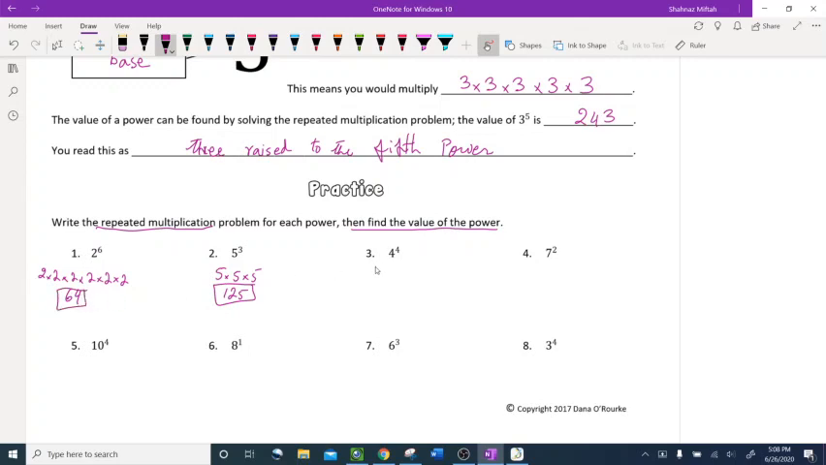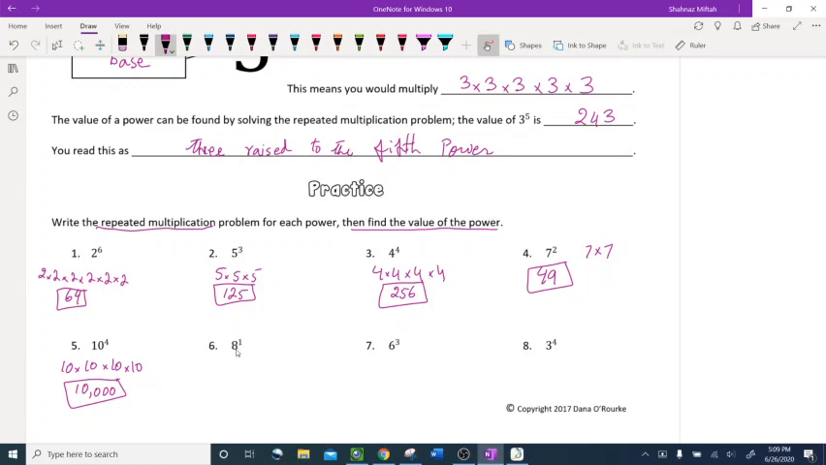4 is multiplied 4 times: 4 times 4 times 4 times 4, and it's going to give me 256. 7 to the power 2 is going to give me 49, right? I'm multiplying 7 times 7, twice. 10 to the power 4, or 10 raised to the 4th power, so I'm multiplying 10 four times: 10 times 10 times 10 times 10. It's going to give me 10,000.